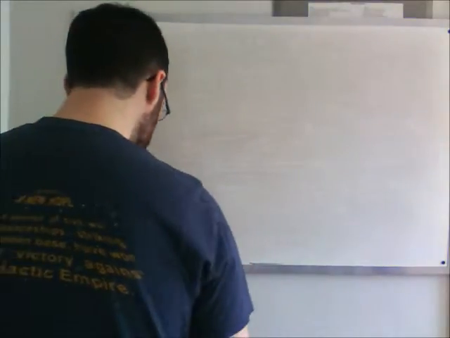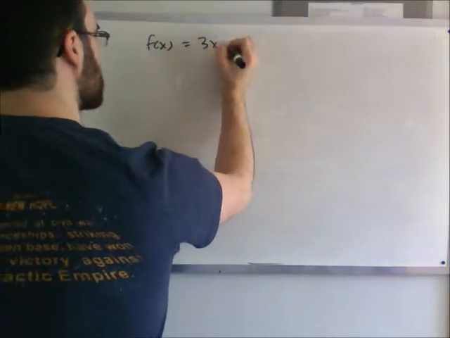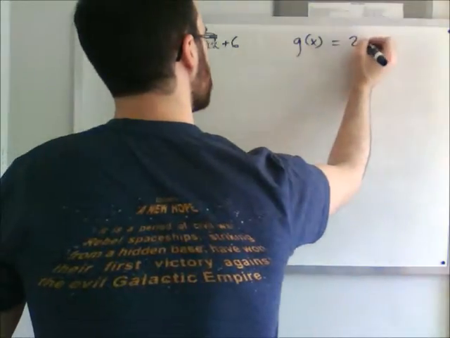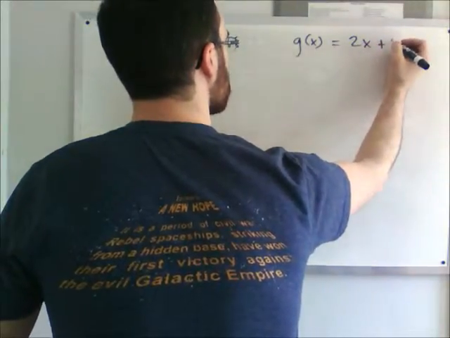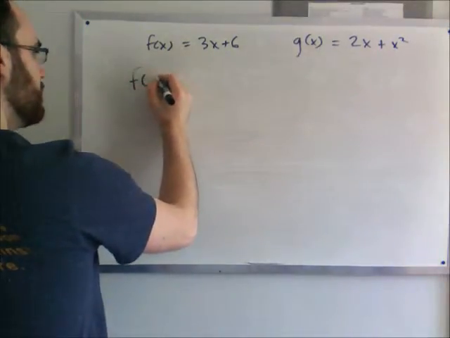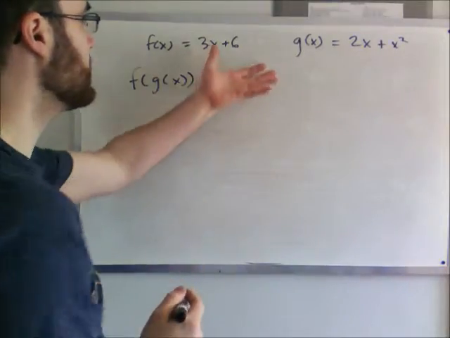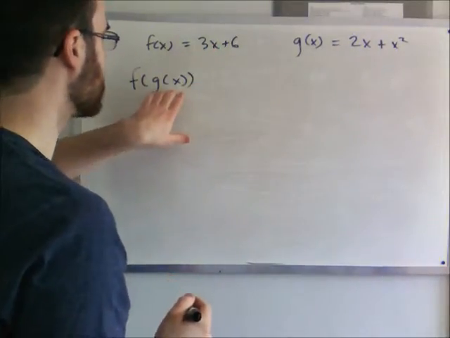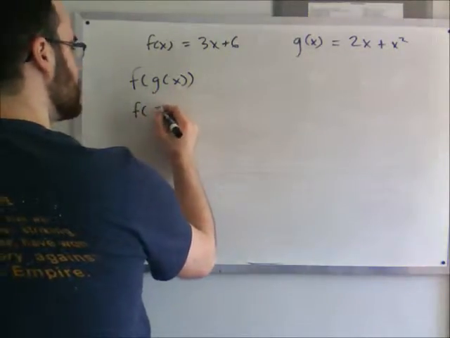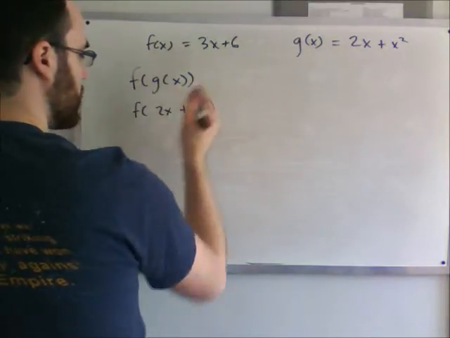You can have a function of a function, which is the next thing we're going to talk about. Let's say we have f of x equals 3x plus 6, and g of x is equal to 2x plus x squared. So what is f of g of x? Well, we have to rewrite these equations. First off, I know g of x is equal to that, so I just plug in my g of x. So I say f of 2x plus x squared, and that's what I want to solve for.